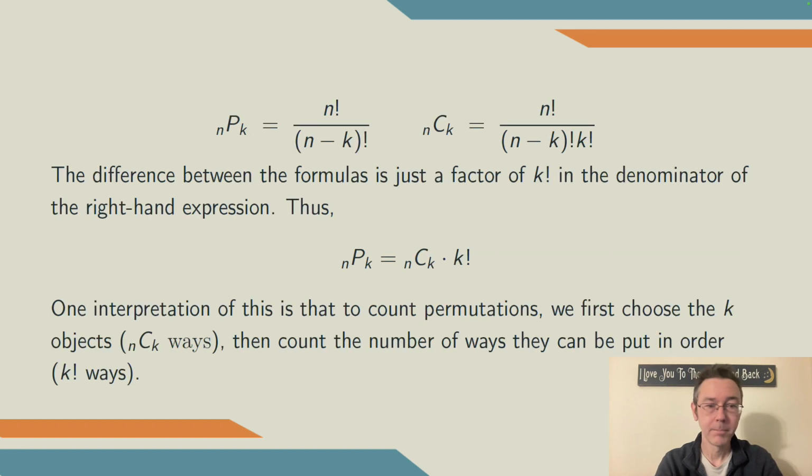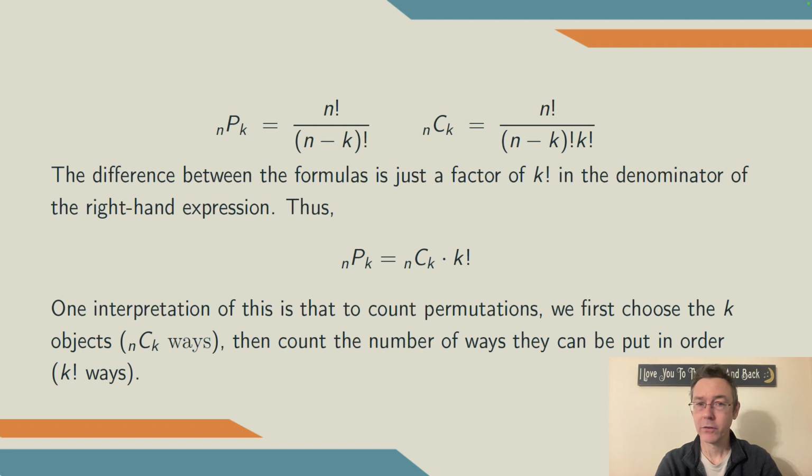Here's the formula. It's really similar to the formula for permutations. The big difference between them is that in the formula for combinations, we have that extra factor of k factorial in the denominator. So algebraically, nPk is nCk times k factorial.